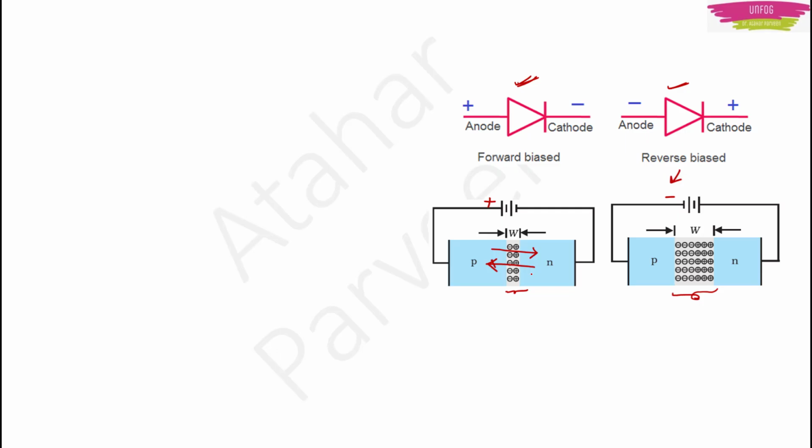But in reverse bias, what will happen? There is very little current. Less current means there is no one to force the depletion layer to push out the electrons and holes. That's why this depletion layer will be of more width in reverse bias. Okay, for now you remember so much.